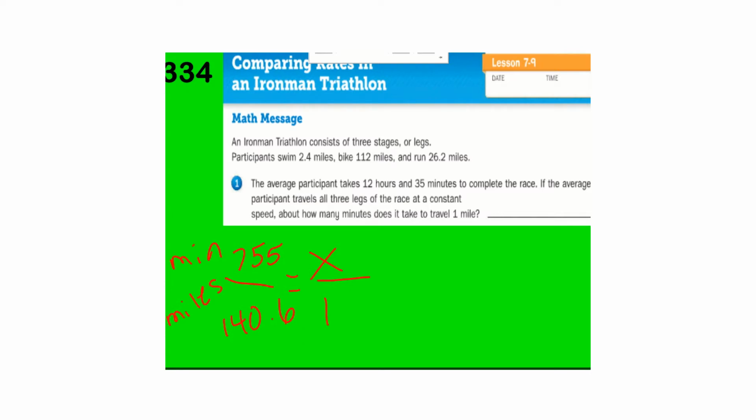Okay, for the minutes, 755, because you take 12 times 60 minutes in an hour is 720 plus the 35 minutes, so 755. Add up all your miles and you get 140.6. 755 divided by 140.6 is about 5.4. Whoops, it's about 5.3698. So the answer book says 5.4, so right in that area.